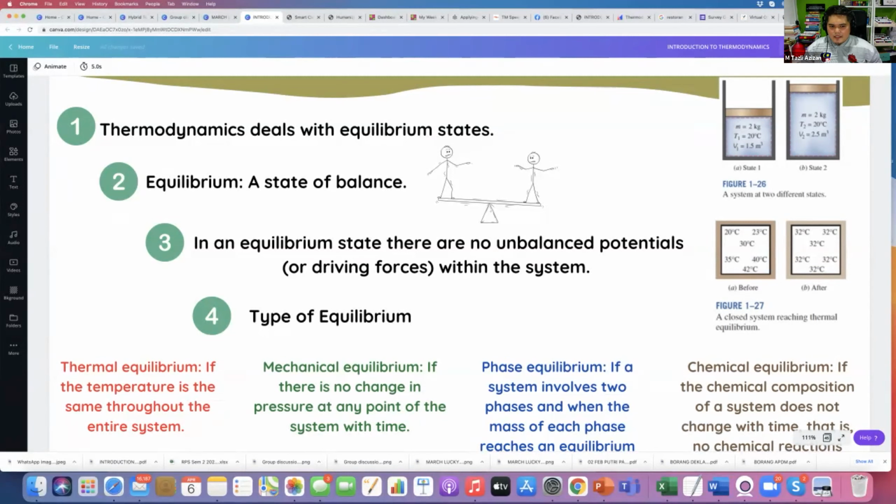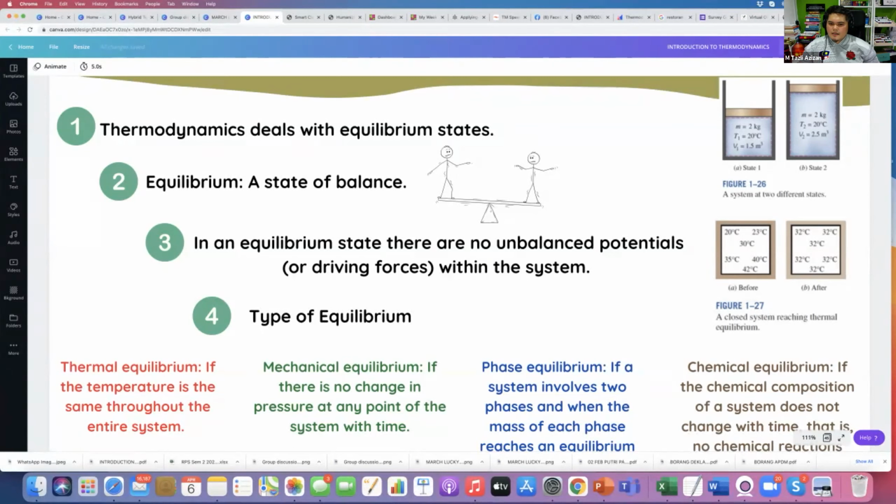Mechanical equilibrium means that there is no change in pressure at any point of the system with time. For example, here you have gas in a compressor, in a container. You push the valve and suddenly the gas wants to expand. So it pushes back the valve until the point that the valve no longer moves. When it no longer moves, we can say that the system is in equilibrium. It has reached its equilibrium.